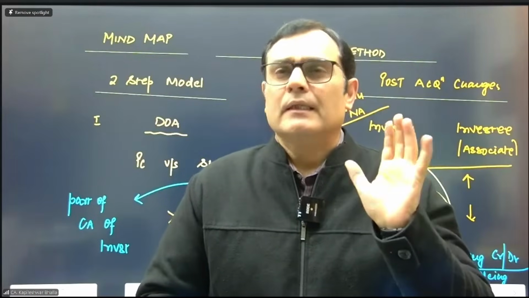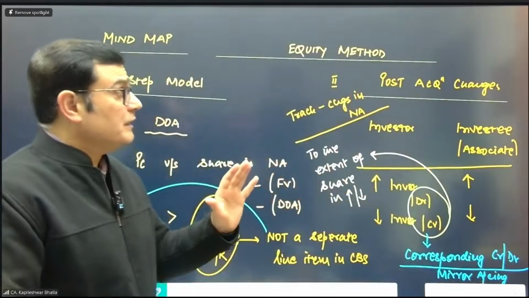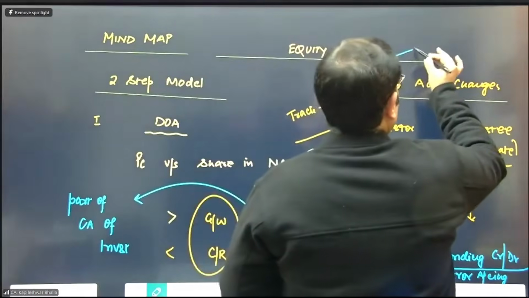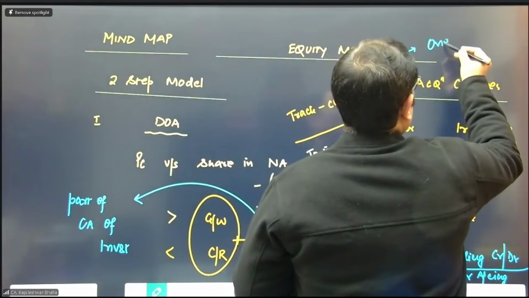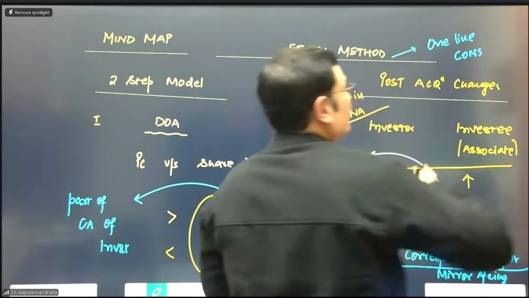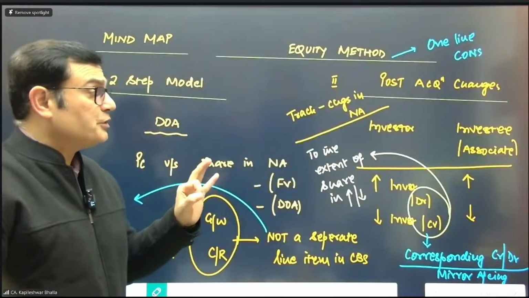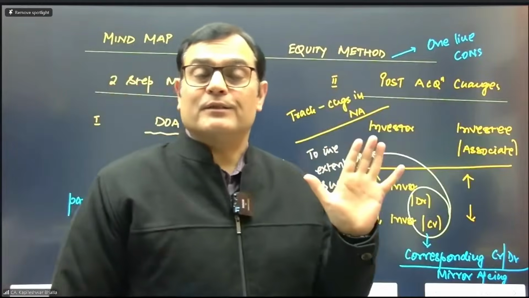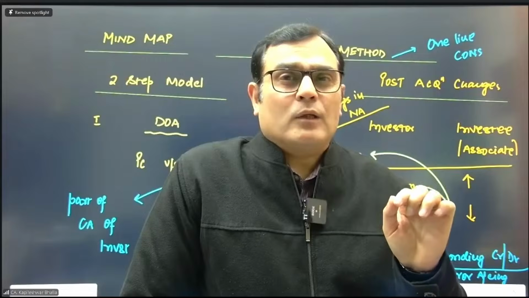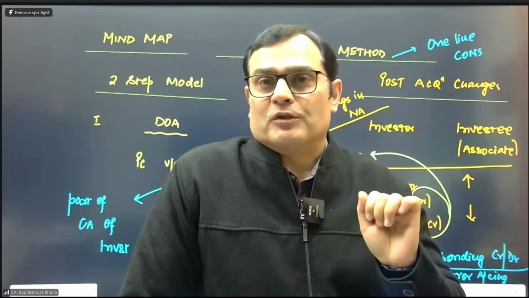Simple and straight. A little more inputs we'll take care of later, but this is how the equity method of consolidation works. Technically, it's called a one-line consolidation, because only the investment appears in the balance sheet of the company. I think this helps. So now what we're going to do is some plain vanilla questions on the application of the equity method of consolidation.